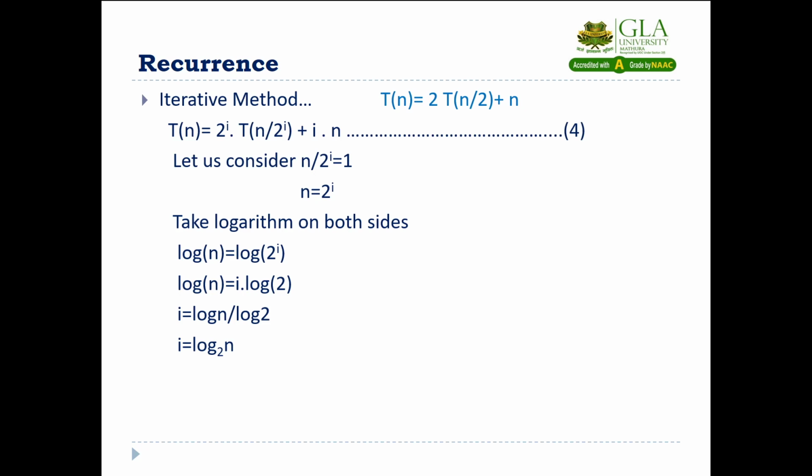So there will be I equal to log n to the base 2. Now put this I value in equation number 4. So in place of I you will put log n to the base 2. Already we have assumed n divided by 2 to power I equal to 1. So in place of n divided by 2 to power I you will put 1. So here there will be T1 plus here I. So in place of I you will put log n to the base 2 and n is already there.